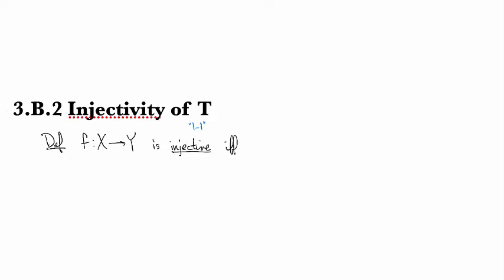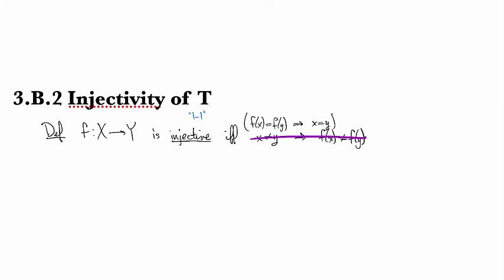If and only if, whenever I take two different points from the domain, it implies that their images under the map are different. So f of x cannot equal f of y. So in other words, two different points cannot get mapped to the same point. Now the only thing is this is a bit awkward to use with proofs because of all the negatives. So we typically take the contrapositive of this statement and we say if f of x equals f of y, then it implies x equals y. And so that's the statement that we will use for the definition of injective.